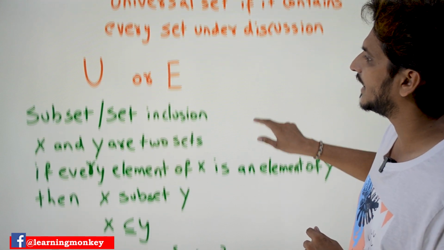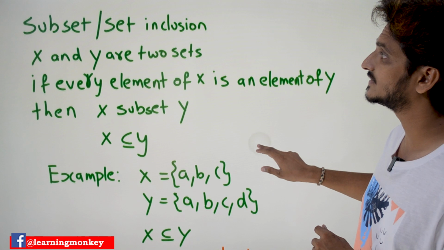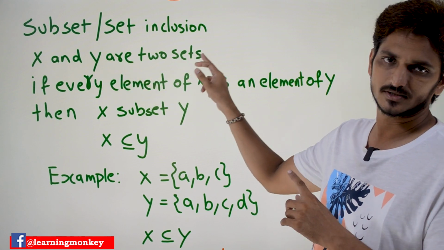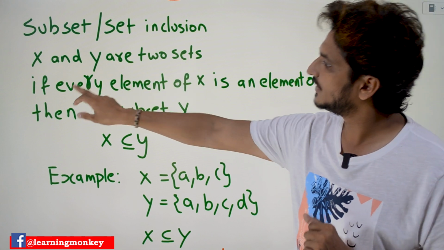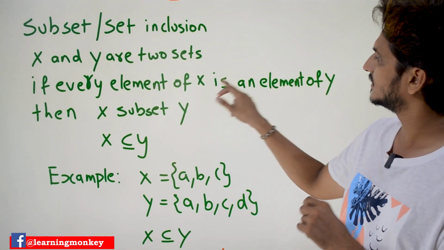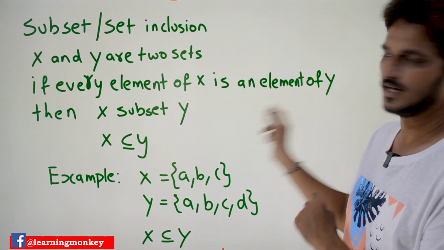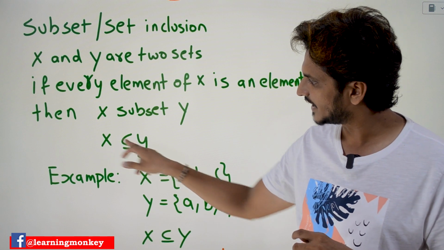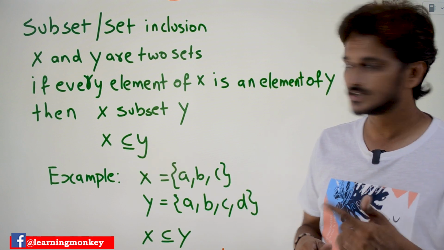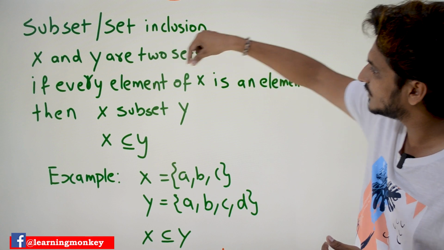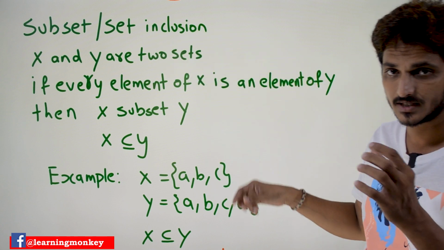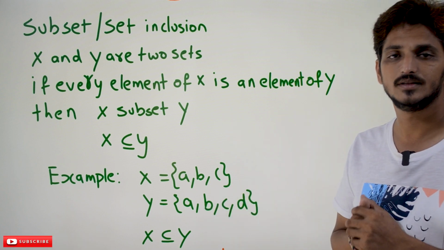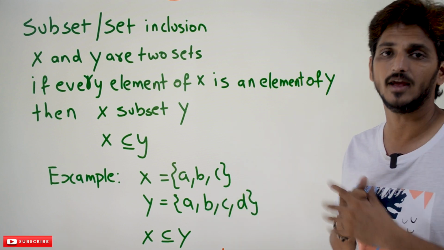Now coming to the next definition, subset, or we call it set inclusion. X and Y are two sets. If you take any two sets, if every element of X is an element of Y, then X is a subset of Y. The symbol for subset is given as X subset of Y. Understand it properly. Whatever element is present in X, it should be present in Y. Then X is a subset of Y.